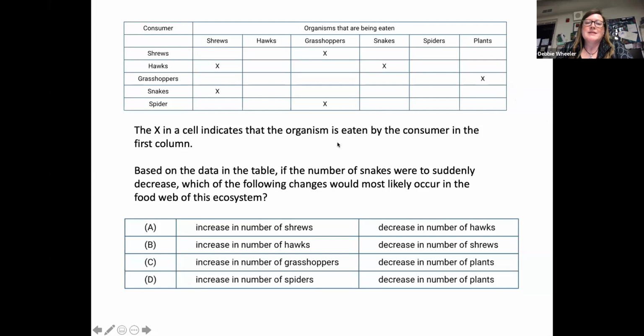All right. So A was the most common answer given on our poll, and that is correct. If snakes were suddenly to decrease, it would cause an increase in the number of shrews, and that's because shrews are eaten by snakes, as we can see from that X there. It would also cause a decrease in the number of hawks because snakes are an important food source for the hawks, as are the shrews. So nicely done.